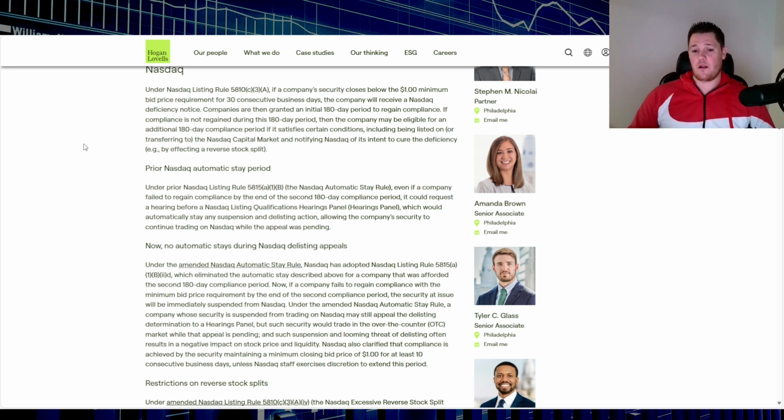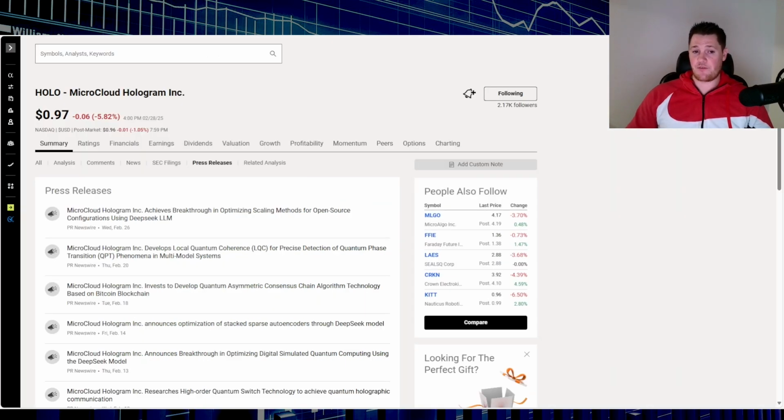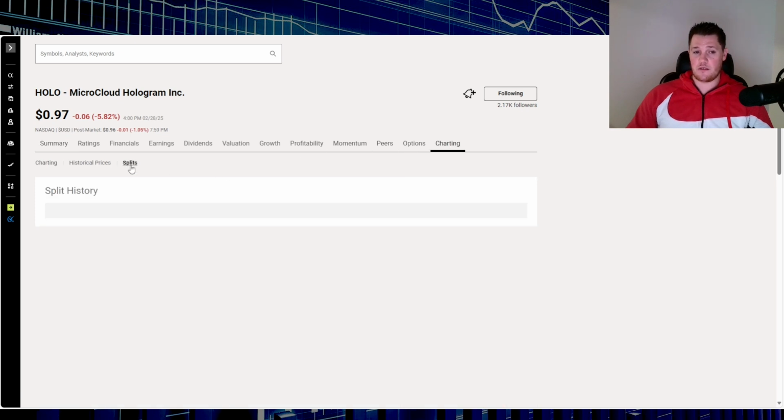Unfortunately, Hologram doesn't really fit under that criteria, only because of this section right here. If a company has done a reverse stock split in the 1 year prior to the deficiency, then they are not entitled to any grace period, nothing. If they are deficient, they immediately get kicked off. This is where Hologram falls, because Hologram has already done a reverse stock split, and that last one did occur on October the 9th, 2024.